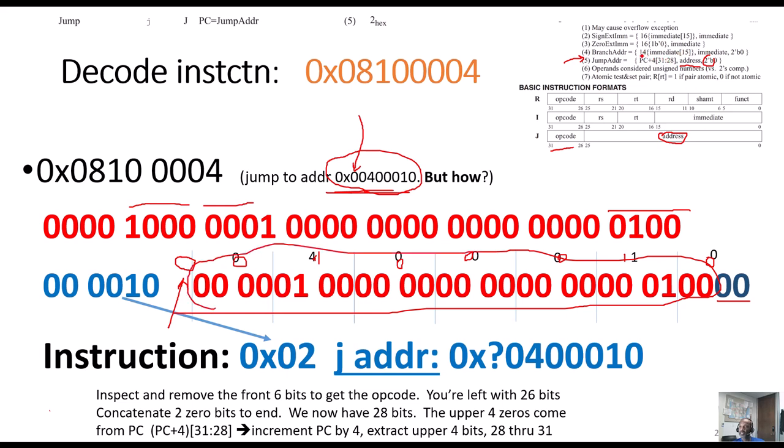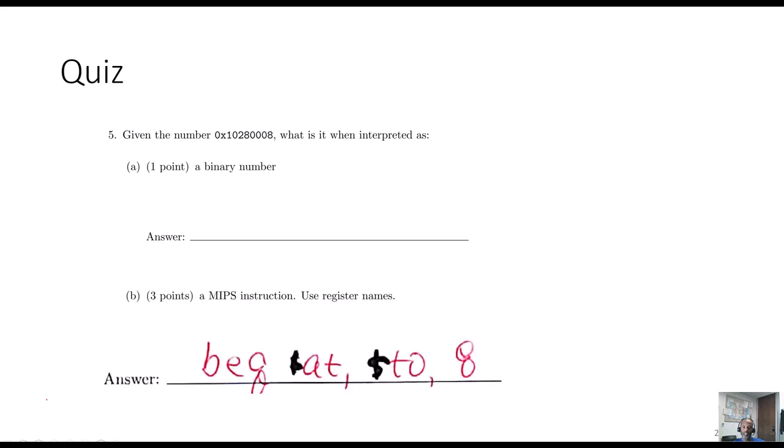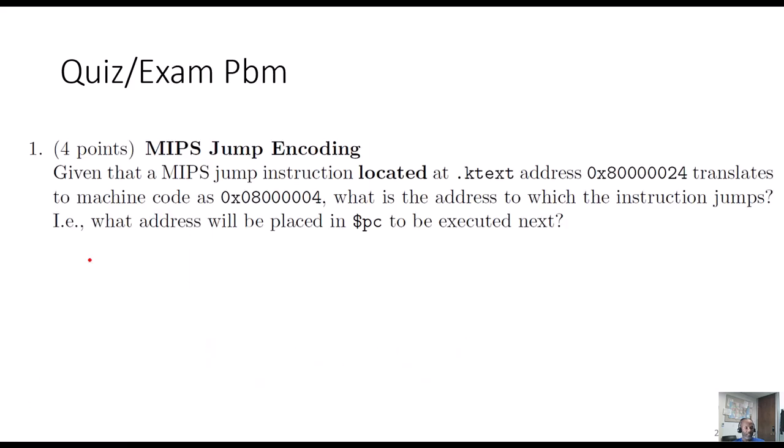And then we take the program counter and the 4 bits. We take the 4 bits from the current program counter and concatenate that on to complete the actual jump address. Let's look at this one here. Given that a MIPS jump instruction may not be located in .text, but instead in the kernel, if you need to handle exceptions, that code typically goes into a different area. That's where you will see the 4 upper bits starting with something different.